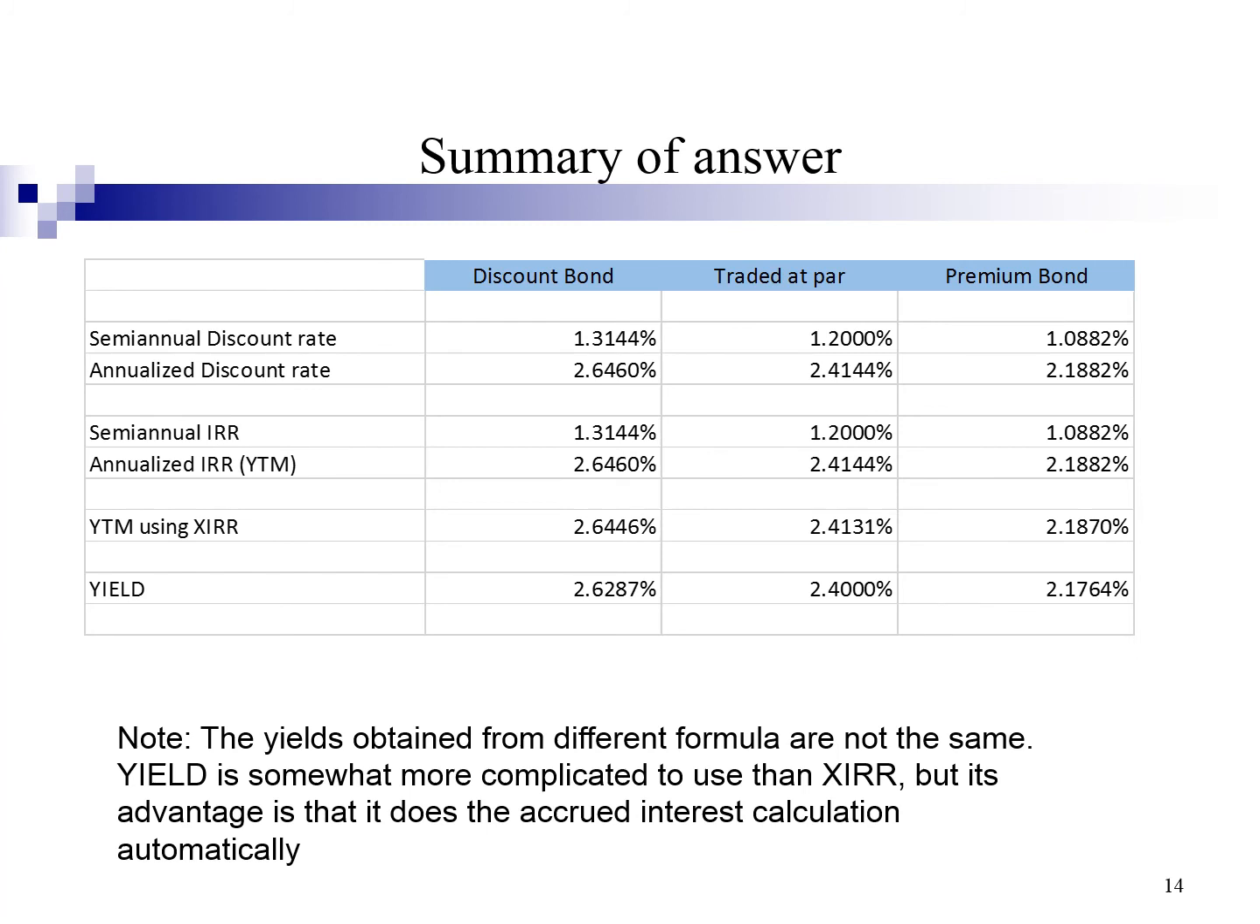In this slide, I provide a summary of the answers derived using the four Excel functions: RATE, IRR, XIRR, and YIELD. I hope you will try the working on your own. Hopefully this video and the summary answer give you the motivation to try. Take note that the yields obtained from different formulas are not the same. The YIELD function is somewhat more complicated than the XIRR function, but the YIELD function has the advantage that it does the accrued interest calculation automatically.